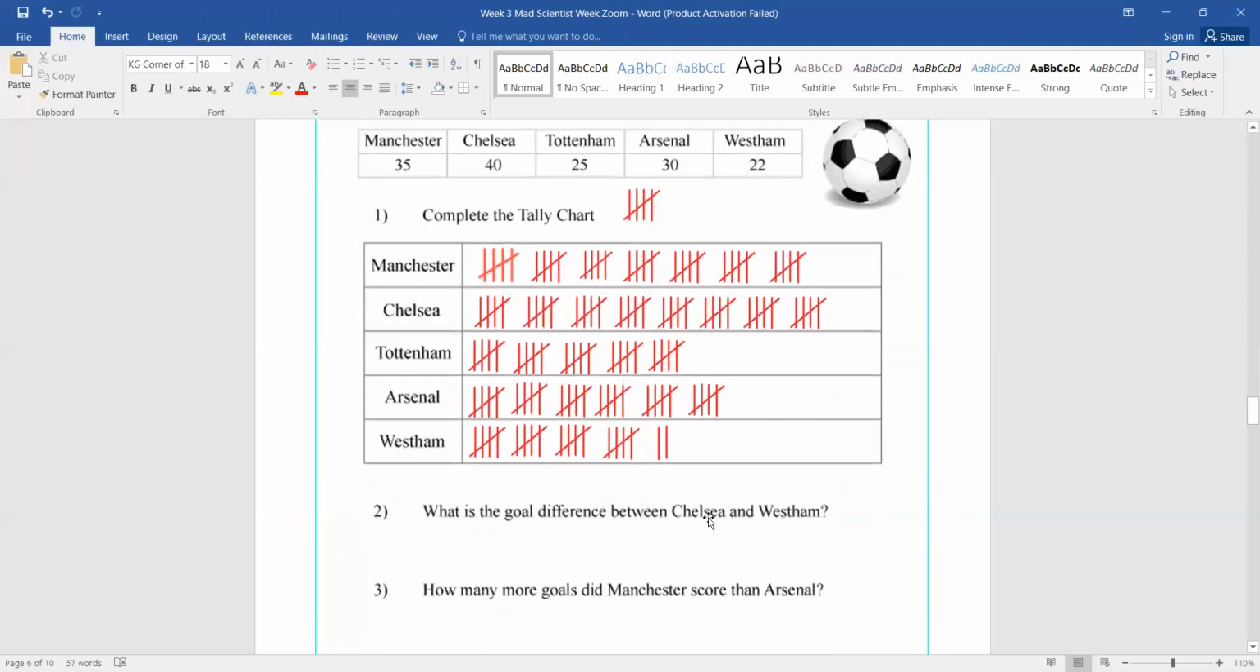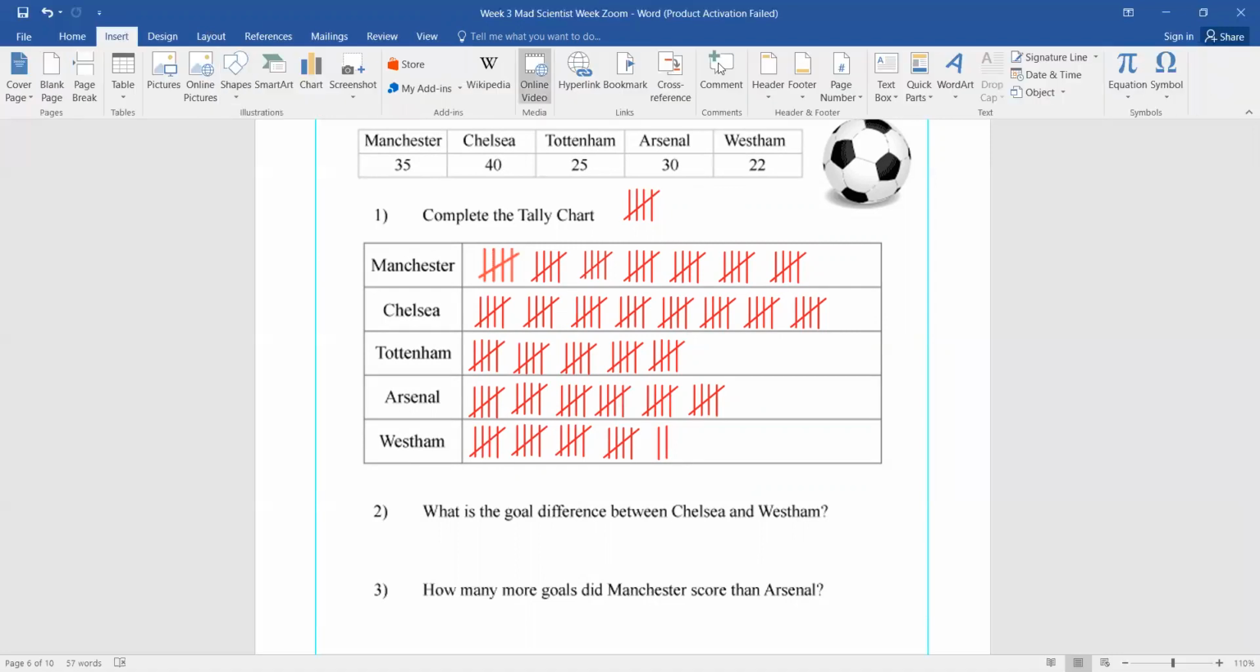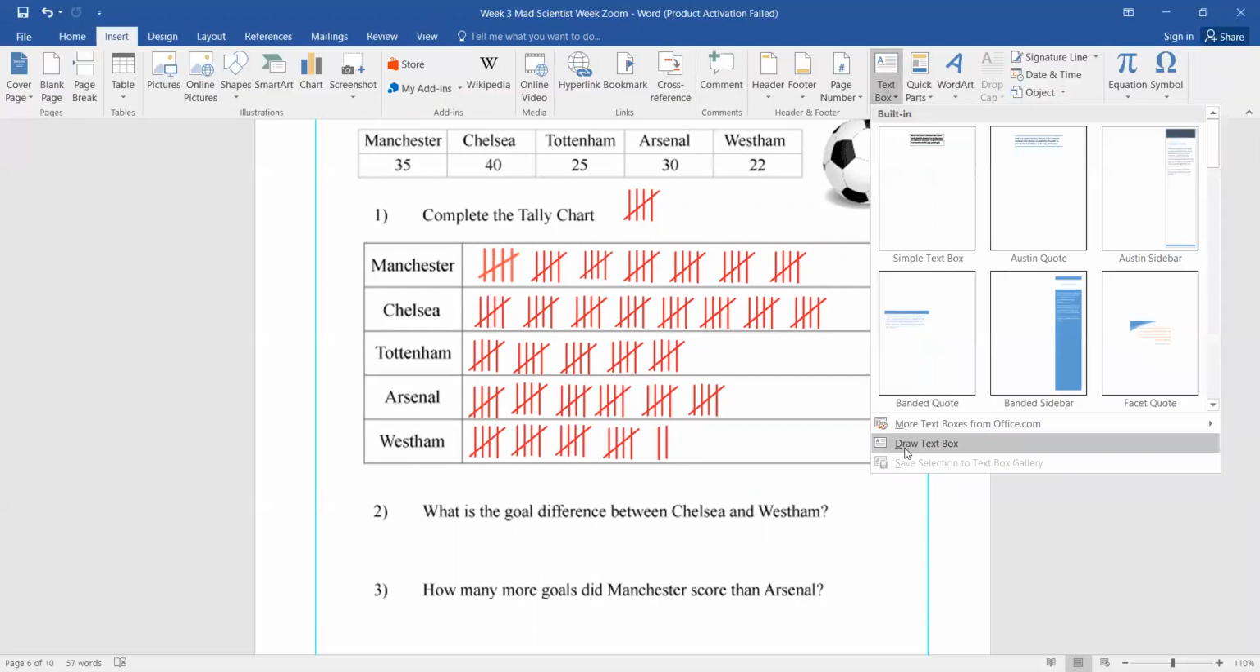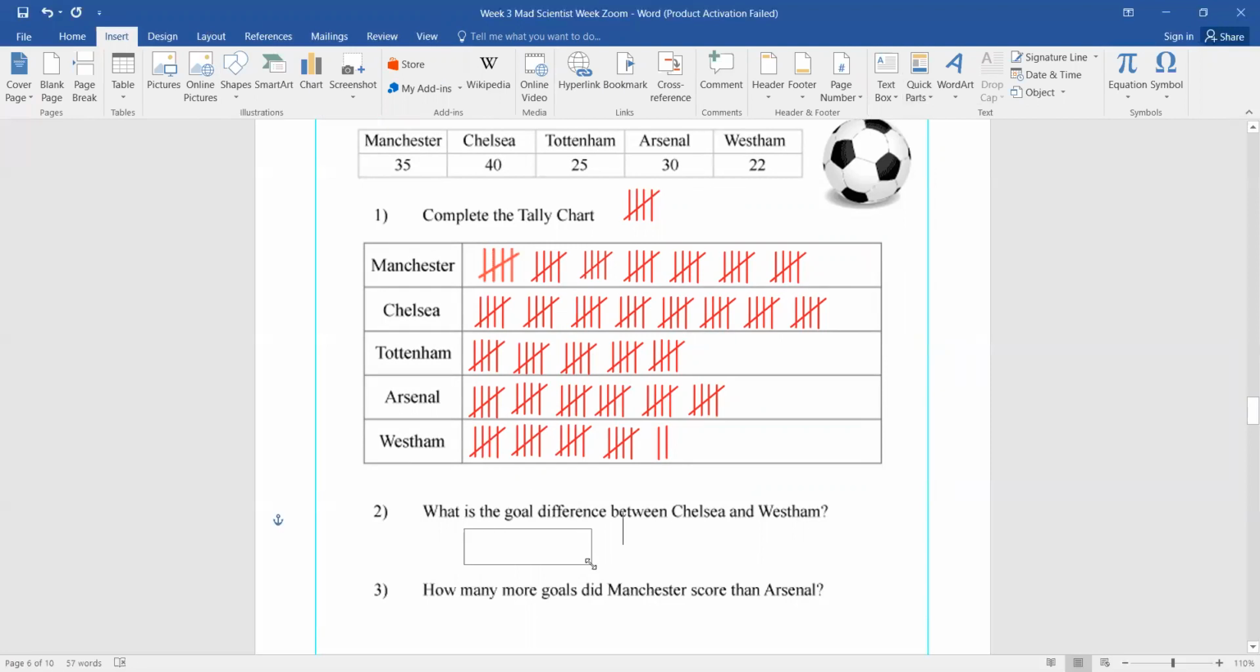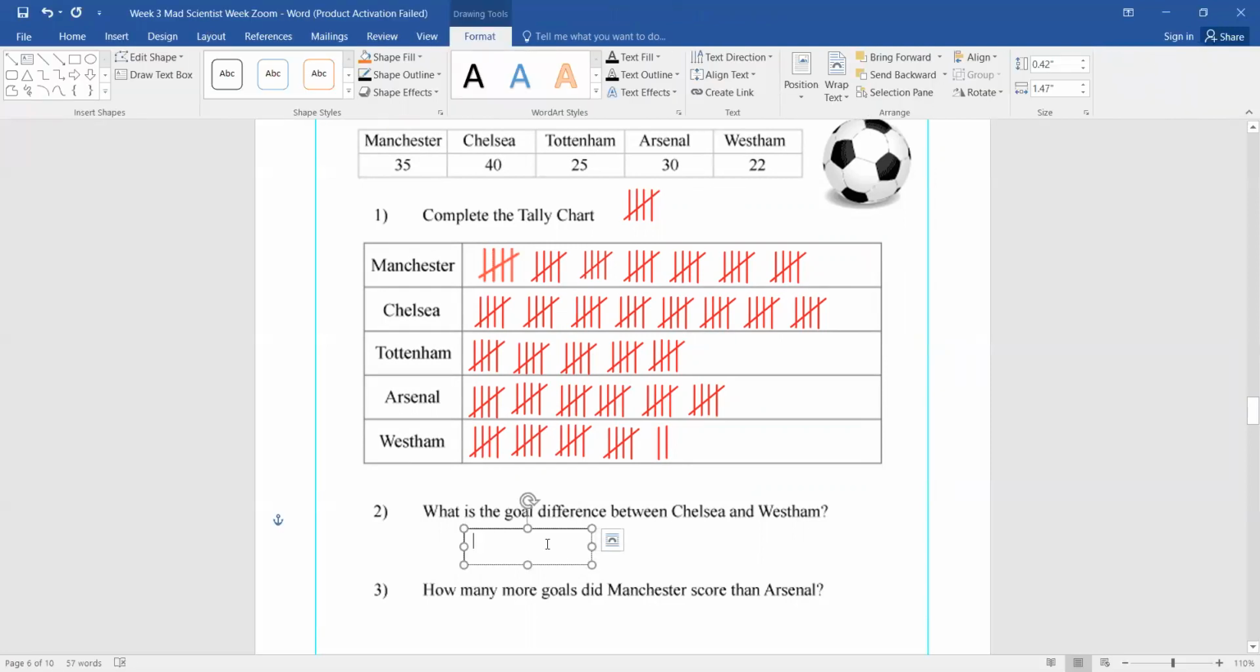What is the goal difference between Chelsea and West Ham? So here's Chelsea and here's West Ham. Chelsea had 5, 10, 15, 20, 25, 30, 35, 40. So we have 40. And West Ham had 5, 10, 15, 20, 22. So we have 40 take away 22. And 40 take away 22 is going to be 18, I believe. Let's just double check my work. 18.